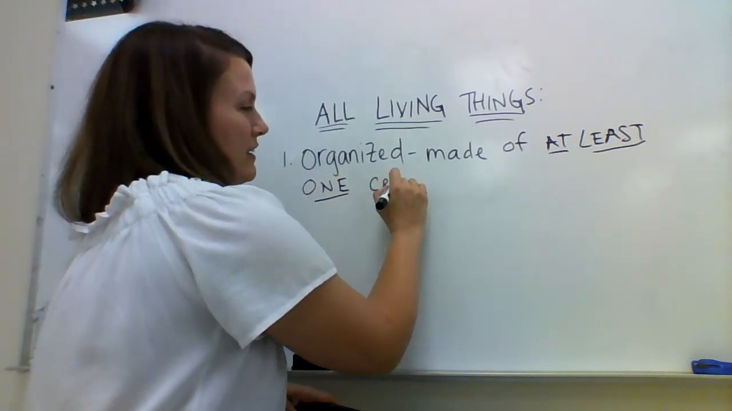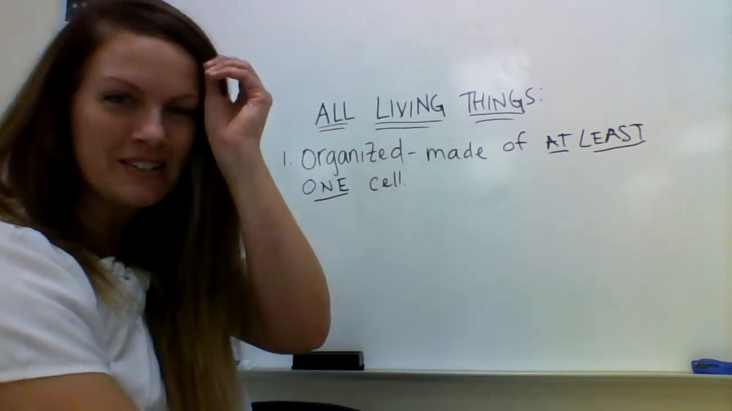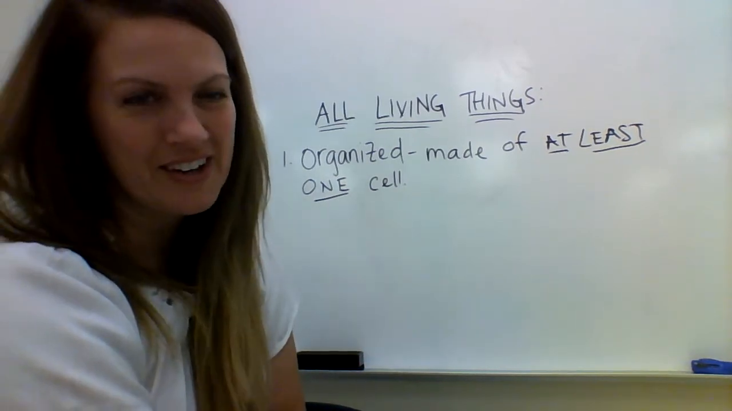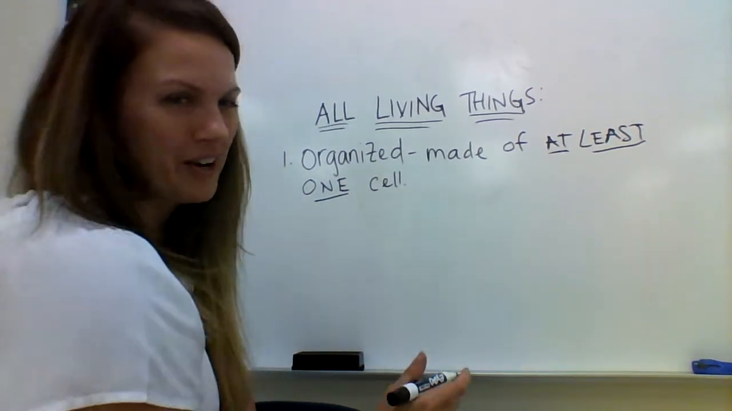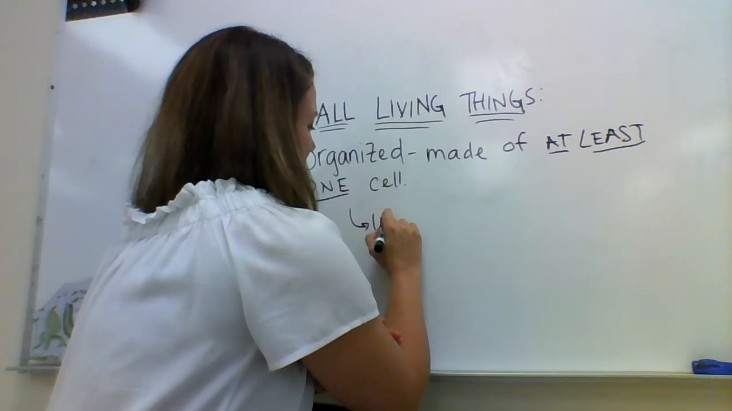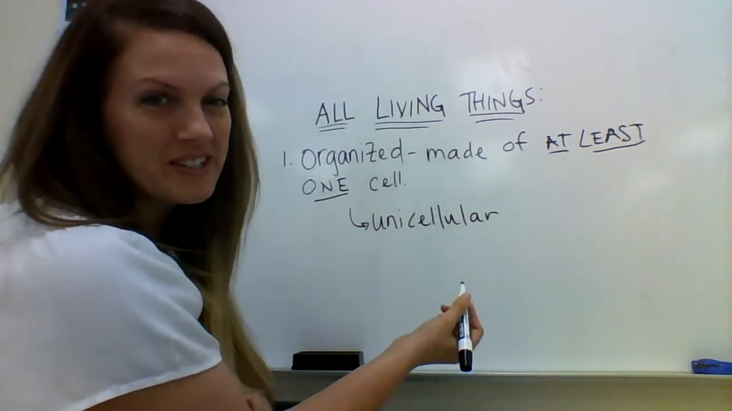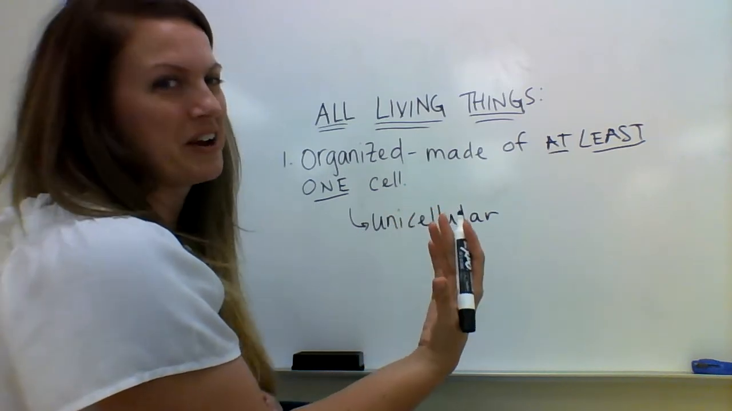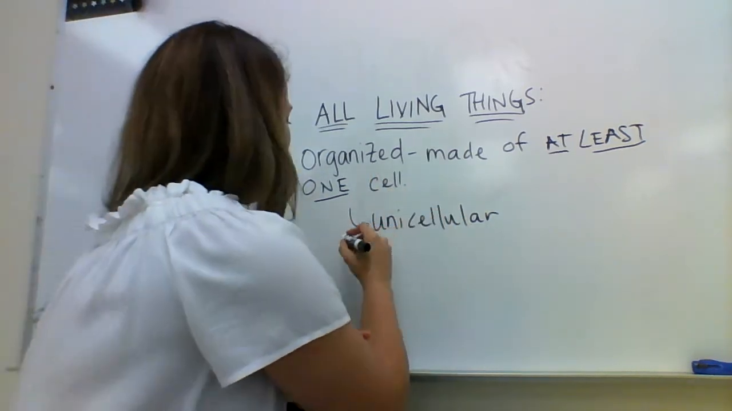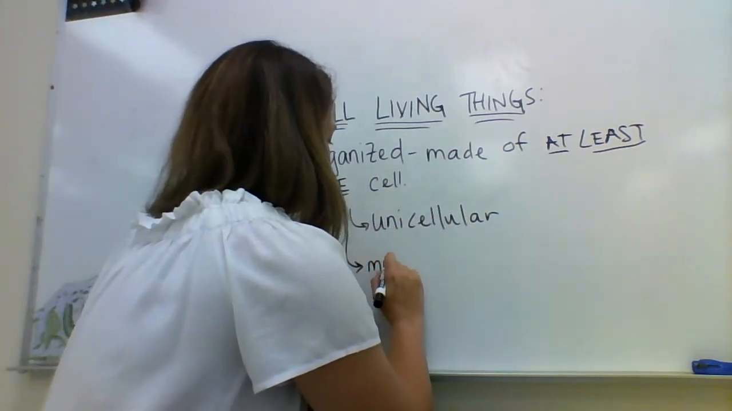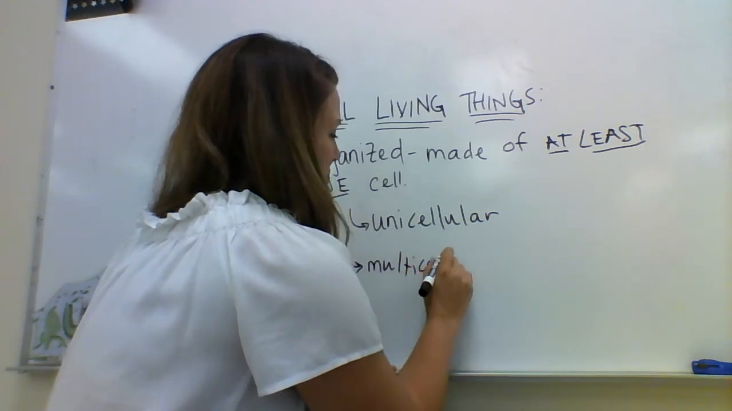And you'll want to think about it in your notes. So they're made of at least one cell. So organisms fall into two general categories based on the number of cells that compose them. They're either unicellular, which means that they are made of one cell, or they're multicellular.